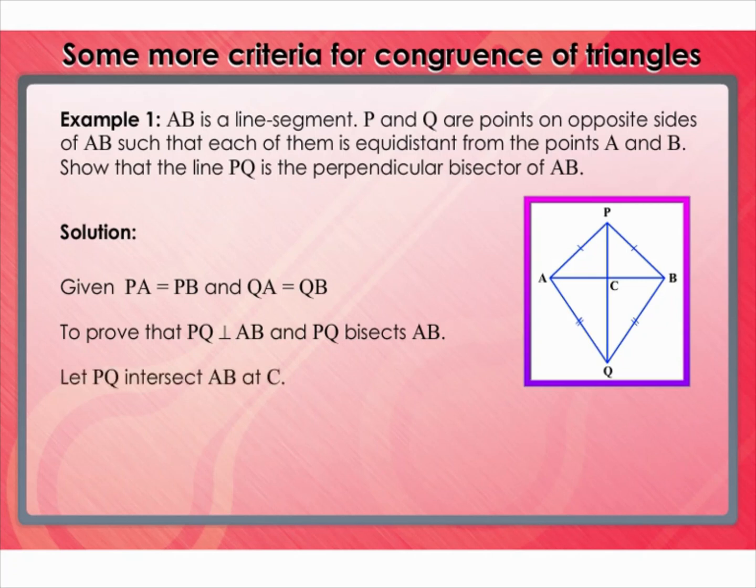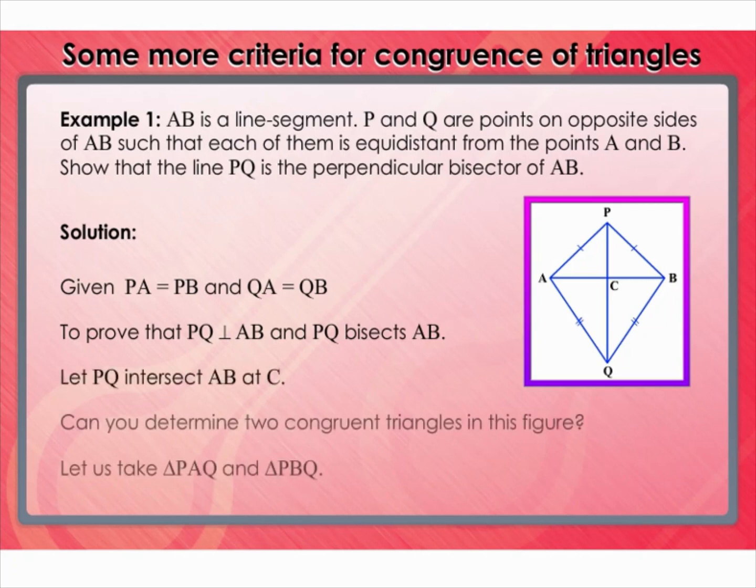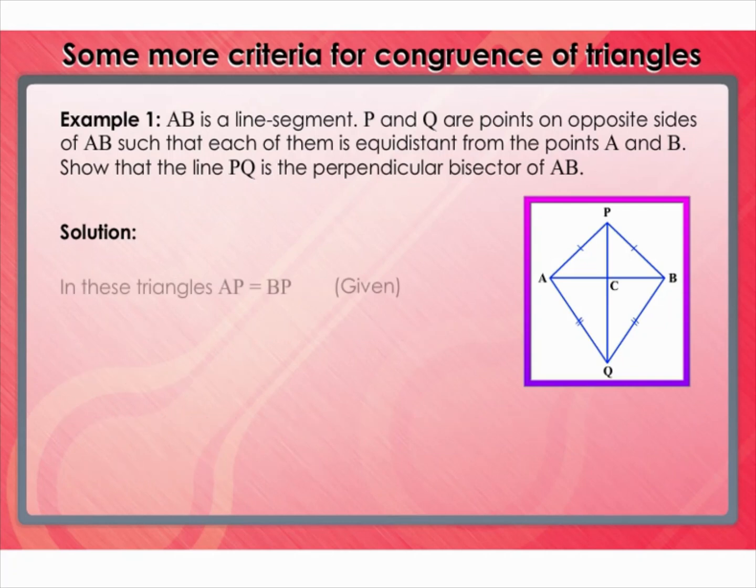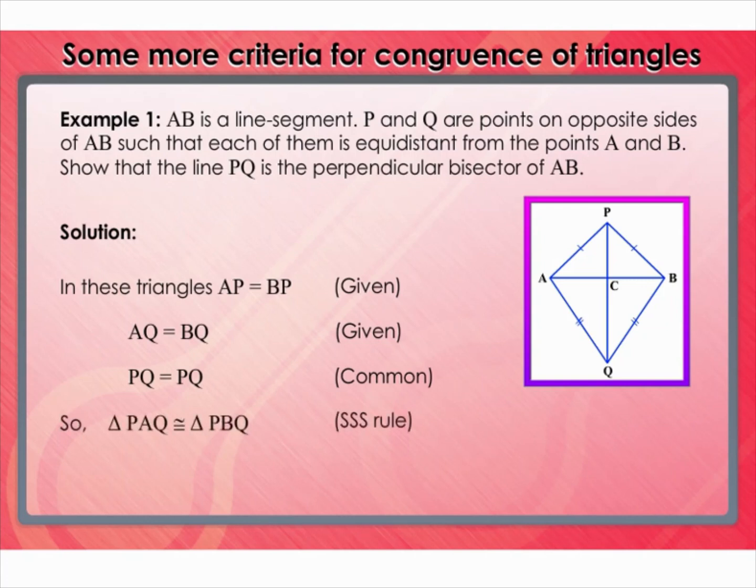Let PQ intersect AB at C. Can you determine two congruent triangles in this figure? Yes, in these triangles AP is equal to BP, AQ is equal to BQ. PQ is the common side of the two triangles, so PQ is equal to PQ. Thus, by SAS rule, triangle PAQ is congruent to triangle PBQ. Therefore, angle APQ is equal to angle BPQ by CPCT theorem.